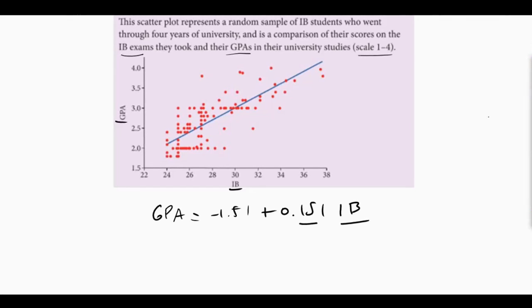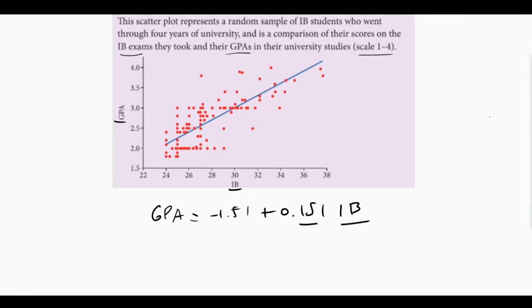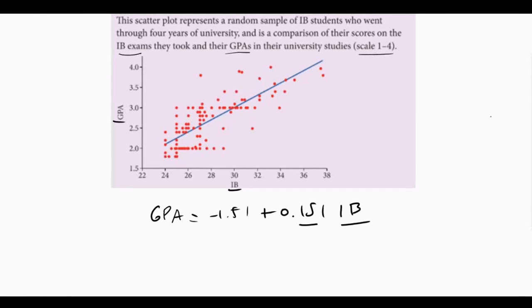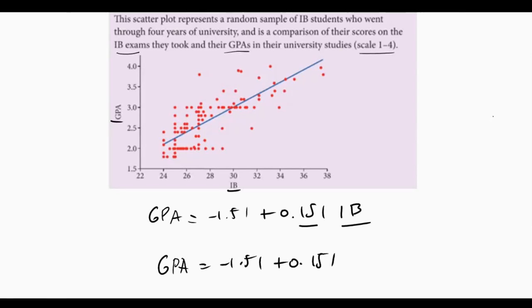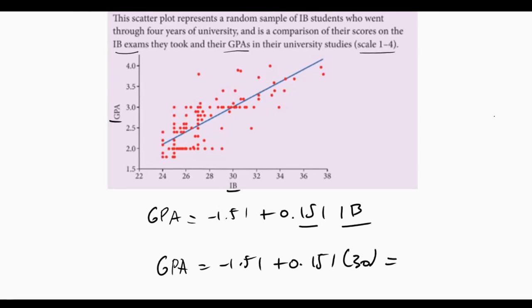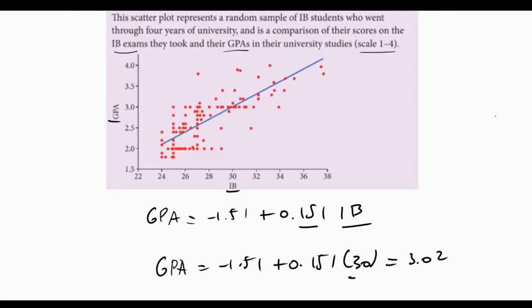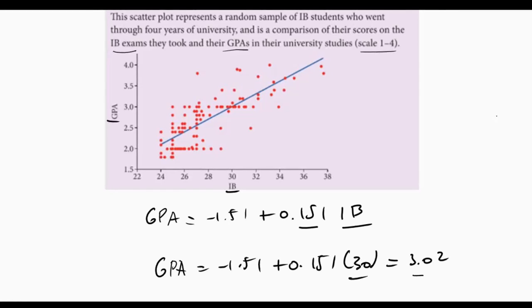Now, if we wanted to predict, for instance, the GPA of a student who scored 30 on an IB diploma, then we could say the GPA should equal about minus 1.51 plus 0.151 times 30. And this is going to equal 3.02. So somebody that scored 30 points on the IB diploma would get a GPA of 3.02.